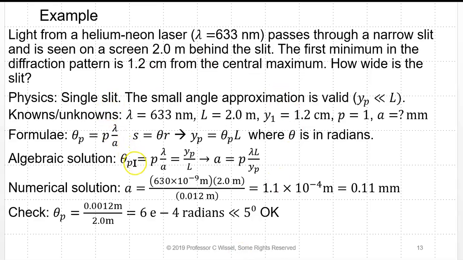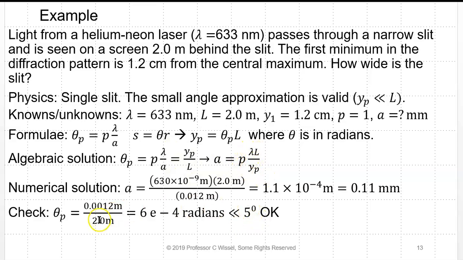Well, the physics of this is a single slit, and we can use the small angle approximation. We know the wavelength of the light. We know the distance between the slit and the screen. We know y1, the first minimum of the diffraction pattern. And we know p equals 1 because it's y1. And what is a? So theta_p will be p lambda over a, and s equals theta r. And y_p will be theta_p L, where theta is in radians. And the algebraic solution for that is theta_p equals p lambda over a, or y_p over L. And therefore, a has to be p times lambda L over y_p.